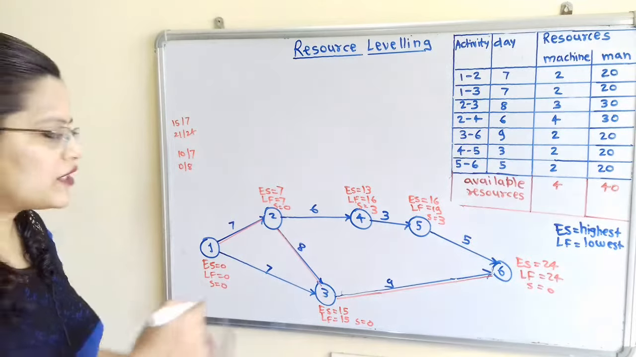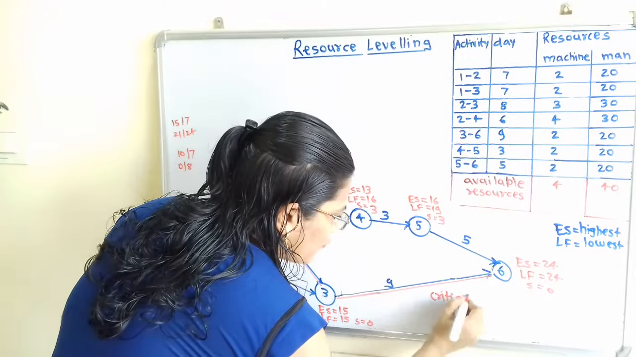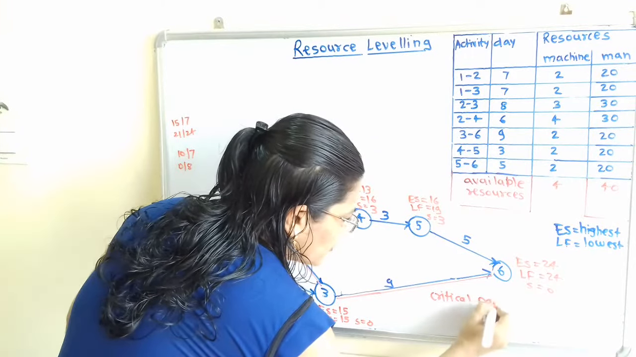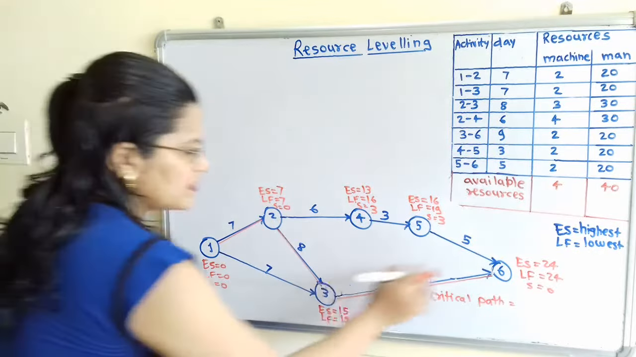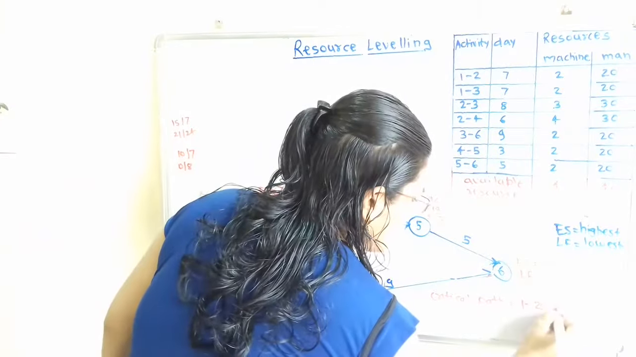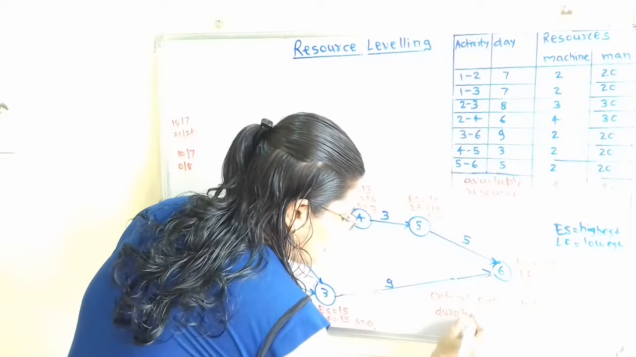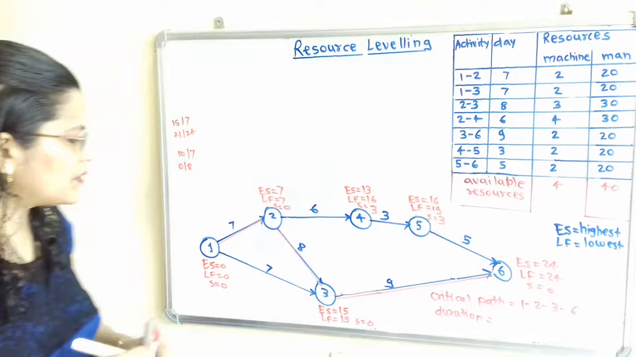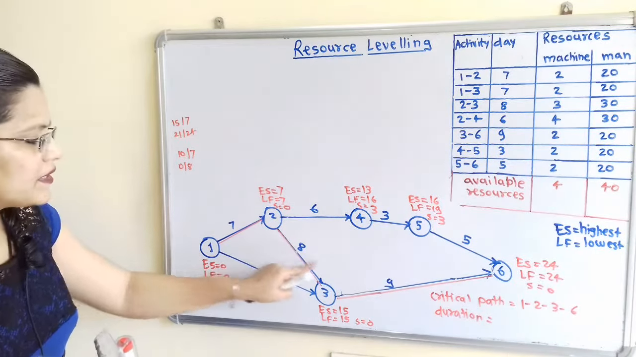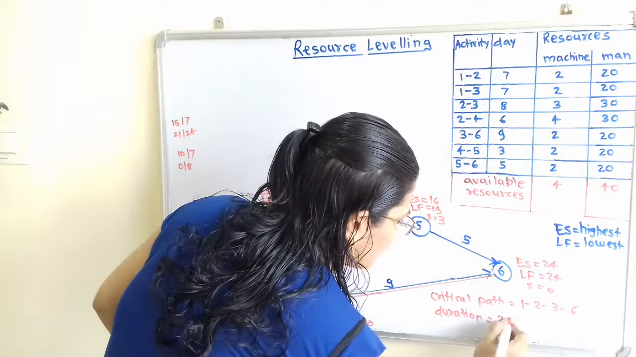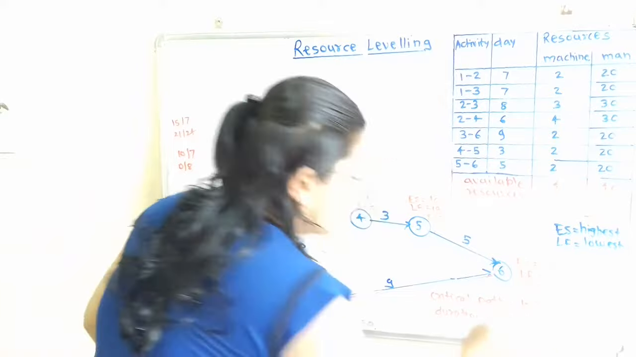Now we will write what is the critical path. How to write it? We have to write the node numbers. So critical path, node 1 to 2, 2 to 3, 3 to 6. 1, 2, 3, 6. And what is the duration for this critical path? We have to add all these numbers. 7 plus 8 plus 9, that is 15 plus 9, that is equal to 24. Now this duration is given in days, so we can say 24 days.